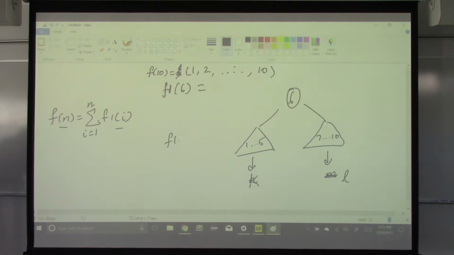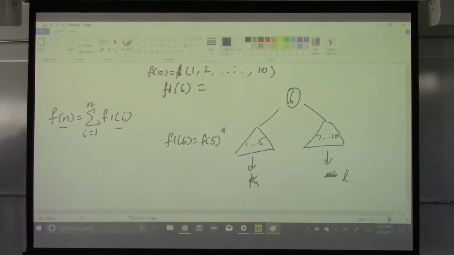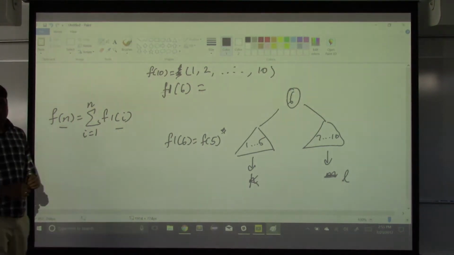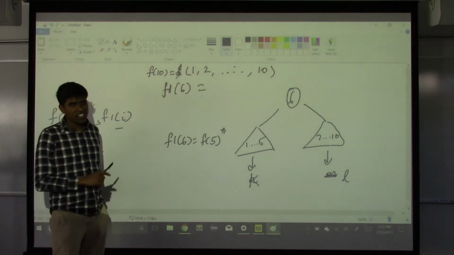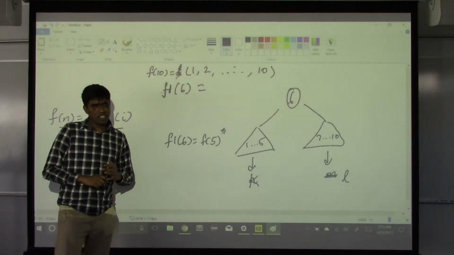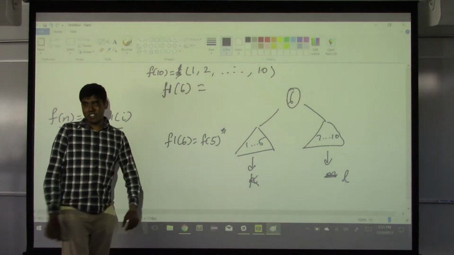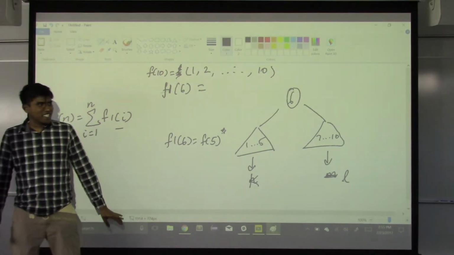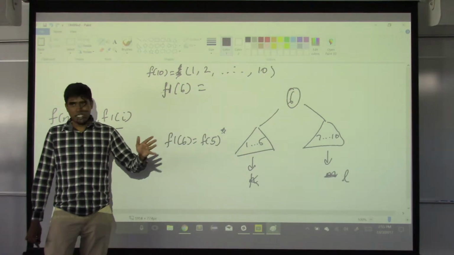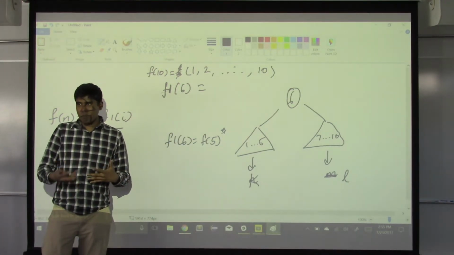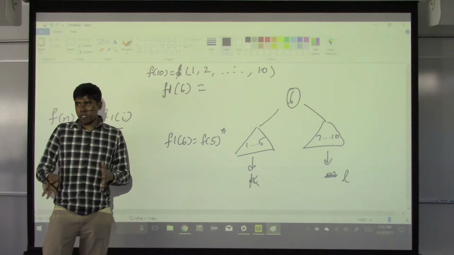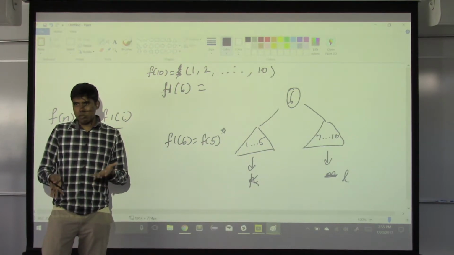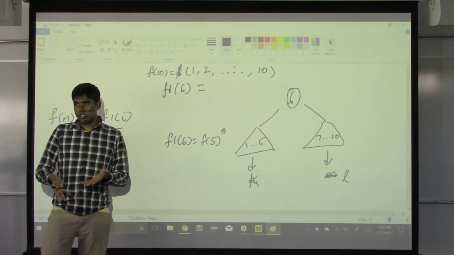So f1 of 6 equals f of 5 times L. What is L? That is also f of 5, right? Are there 5 elements? Sorry, 4 elements. Awesome. So what is it? F of 4. Awesome. So even though it has the values 7, 8, 9, 10, I would have exactly the same number of trees as 1 to 4, because 7 is 1, 8 is 2, 9 is 3, 10 is 4.